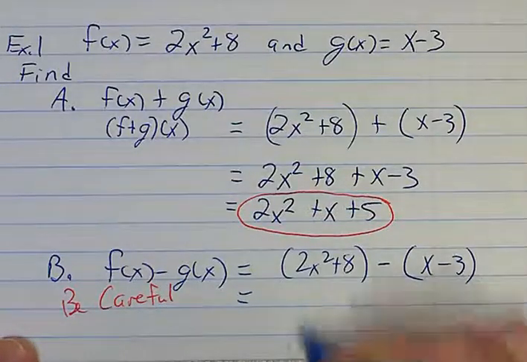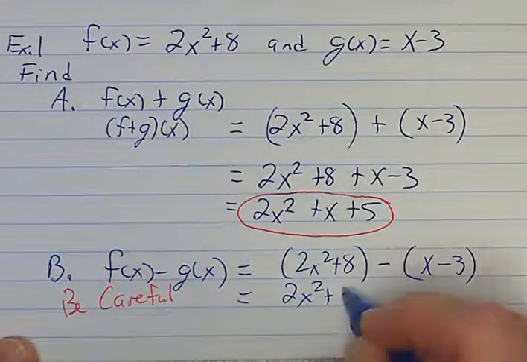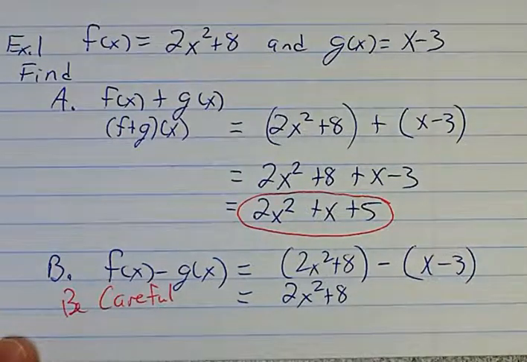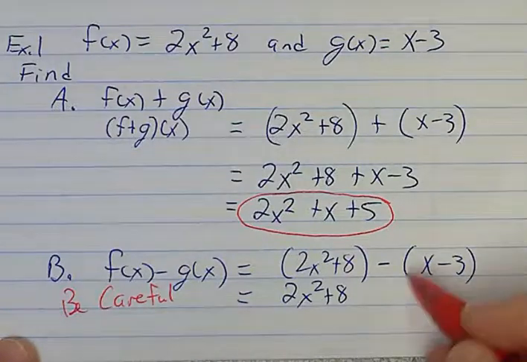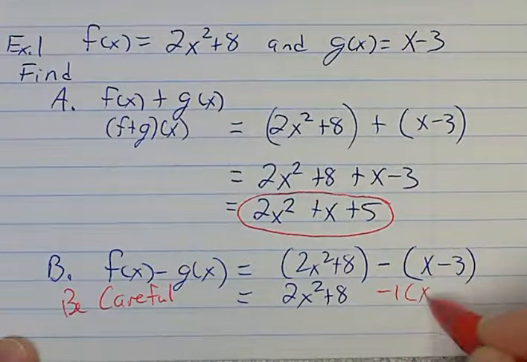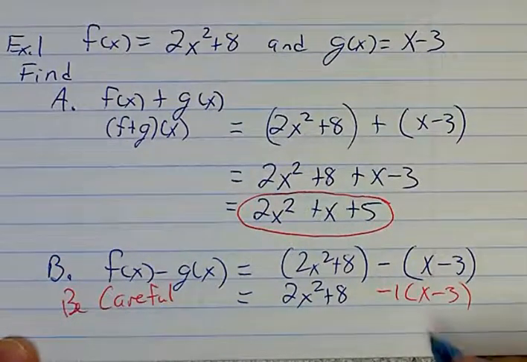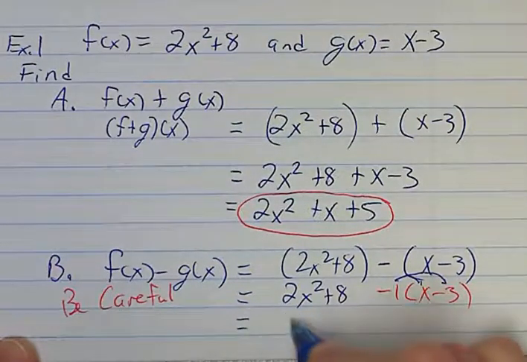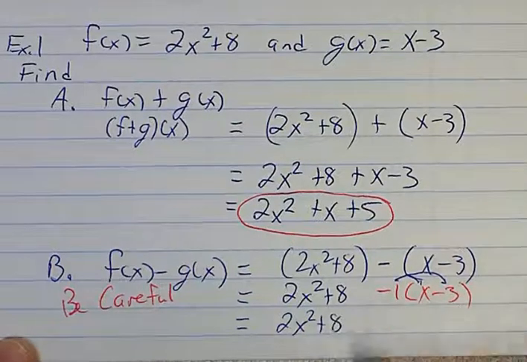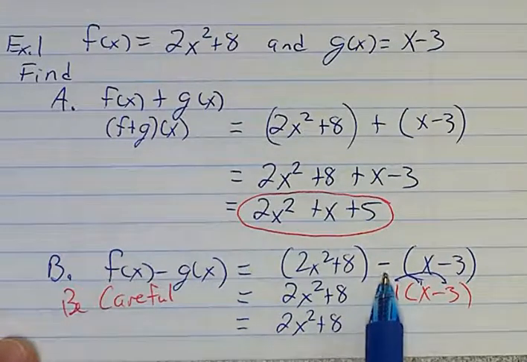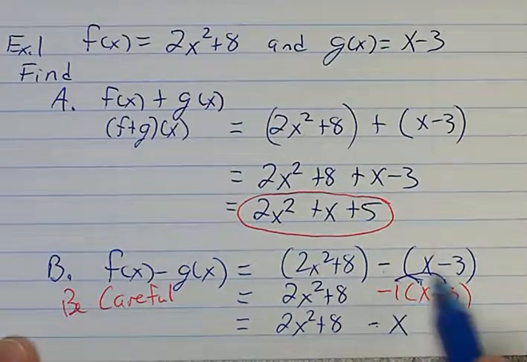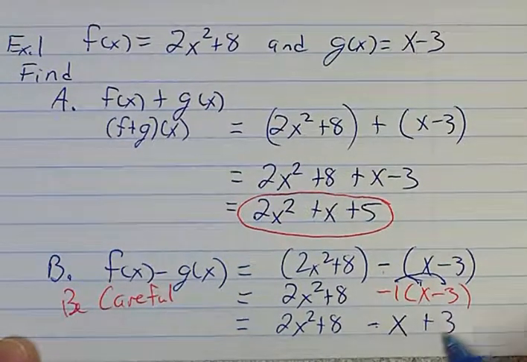The first parentheses is okay. It's 2x squared plus 8. With this minus, this is basically a negative 1, and that negative 1, you're going to multiply by both parts. So it's negative 1 times x, and it's negative 1 times negative 3. So again, the first parentheses doesn't change, but that second parentheses with the minus, you're going to change this to a negative x. And if you do minus a negative 3, that's going to make it a plus 3.